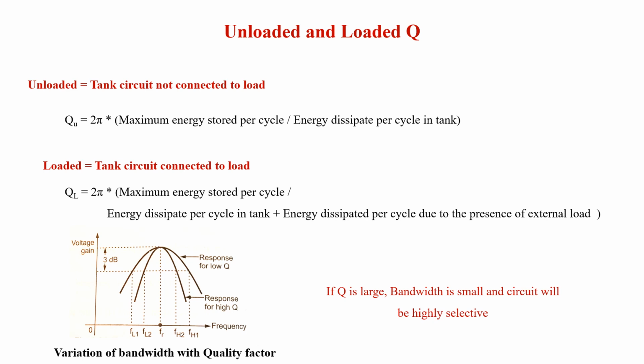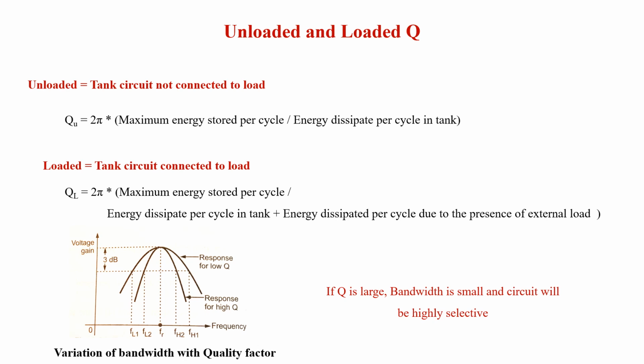When we have a loaded tank circuit, which means the tank circuit is connected to the load, we incorporate one more phenomenon, the energy dissipated per cycle due to the presence of the external load. So we connect the tank circuit to the load, and we also take into account the energy dissipated in that cycle. Now the formula for the Q factor is 2 pi times the maximum energy stored per cycle divided by the energy dissipated per cycle in the tank plus the energy dissipated per cycle due to the presence of the external load. So we will be considering two parameters in the denominator.